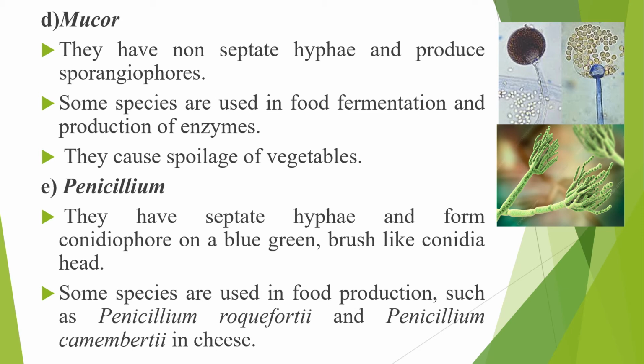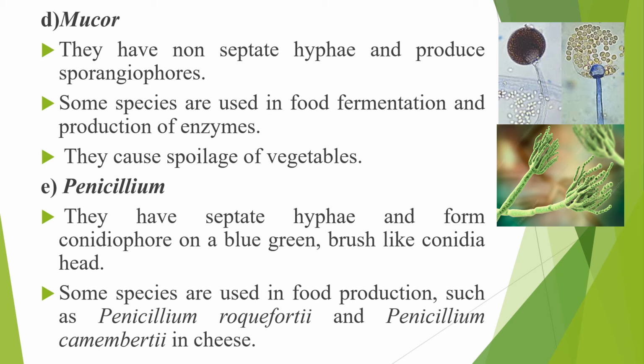So the fourth one is Mucor. They have non-septate hyphae and also produce sporangiophores, and some species are used in the fermentation of valuable products and also in the production of many applicable enzymes. At the same time, some lead to the spoilage of many vegetables. Next is Penicillium.